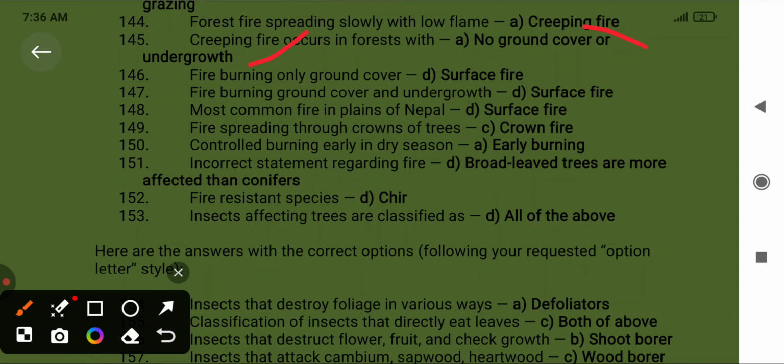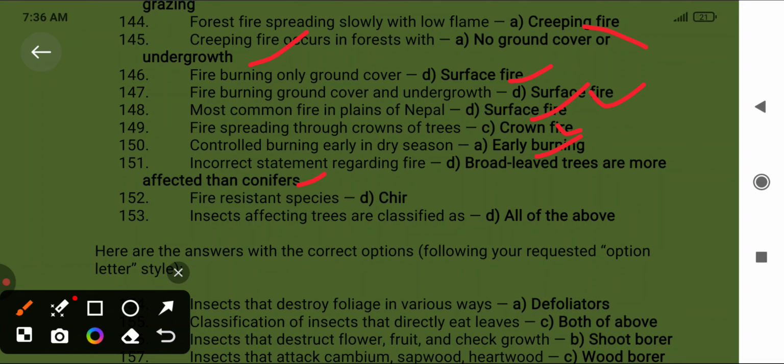Fire burning only ground cover: surface fire. Fire burning ground cover and underground: ground fire. And most common fire in plains of Nepal: surface fire. And fire spreading through crown of tree: crown fire. Controlled burning early in dry season: early burning. And incorrect statement regarding fire: broadleaf trees are more affected than conifers.